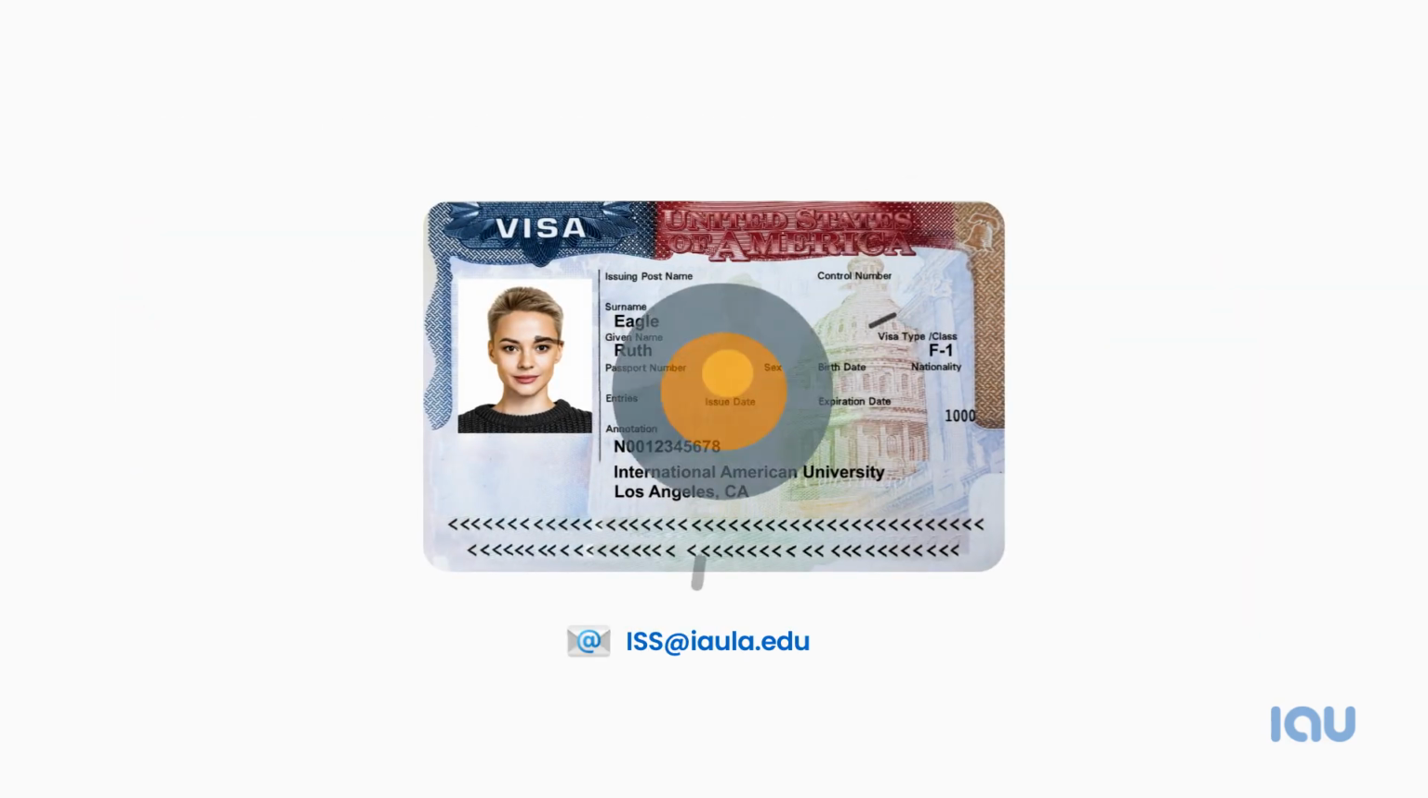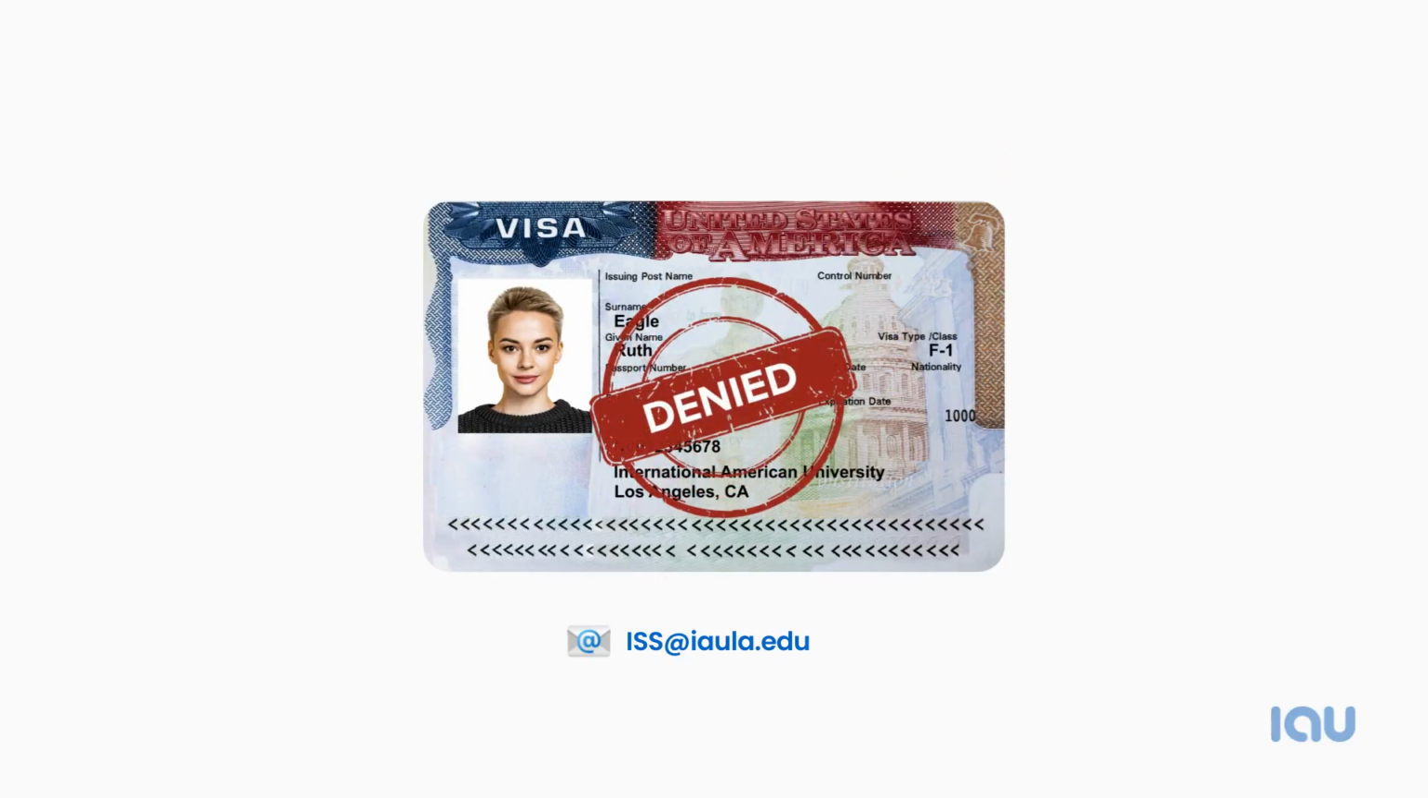If you are denied entry into the U.S., you must leave immediately. In this situation, contact your DSO right away and share all documents you received during the process related to your case.